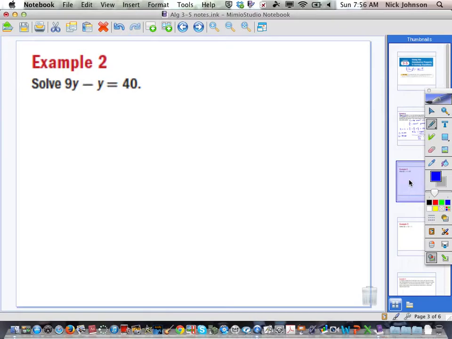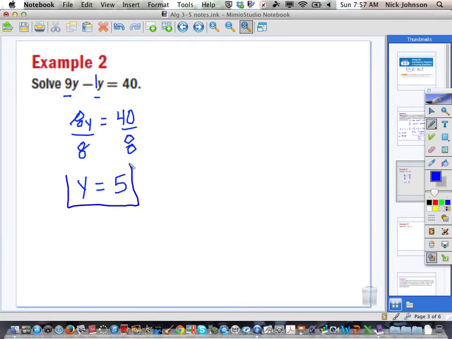Moving on. If I see a problem like this, I'm not going to do my distributive property. Example 2 says, solve 9y minus y is equal to 40. Well, it's very simple here. All you need to do is combine like terms. 9y and 1y are the same thing. So 9y minus 1y is 8y. The inverse of multiplying by 8 is dividing by 8. And y is going to equal 40 divided by 8, which is 5.